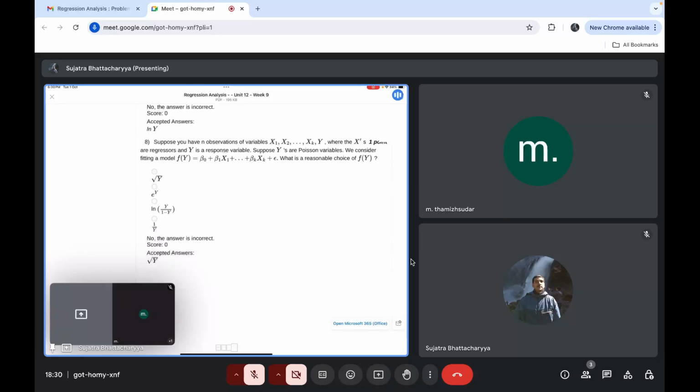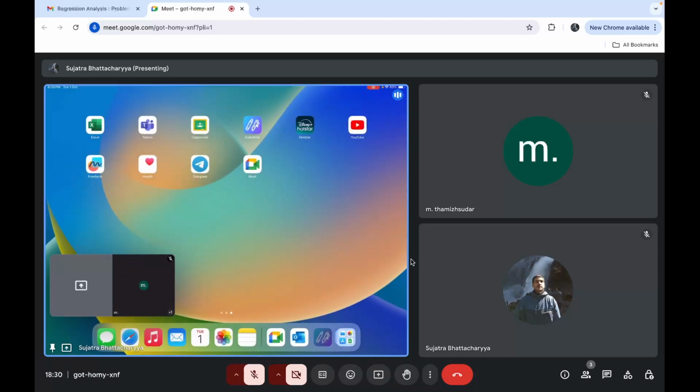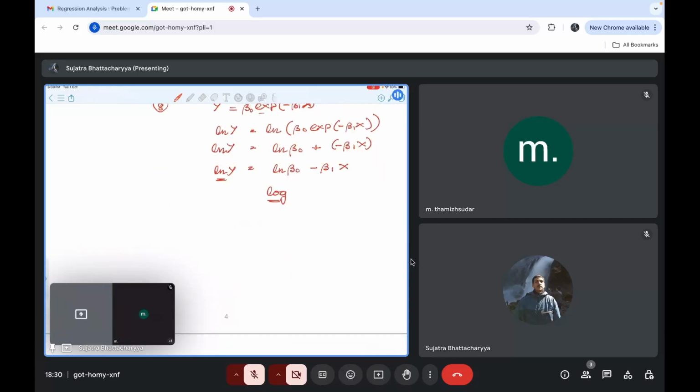Fine. And the last is also simple. Suppose we have seen this, we have made a table of this. Suppose you have n observations of variables. Y is the response variable and y is a Poisson variable. We consider fitting of the model. So simple that for the Poisson variable, you know this is, I think, the seventh.